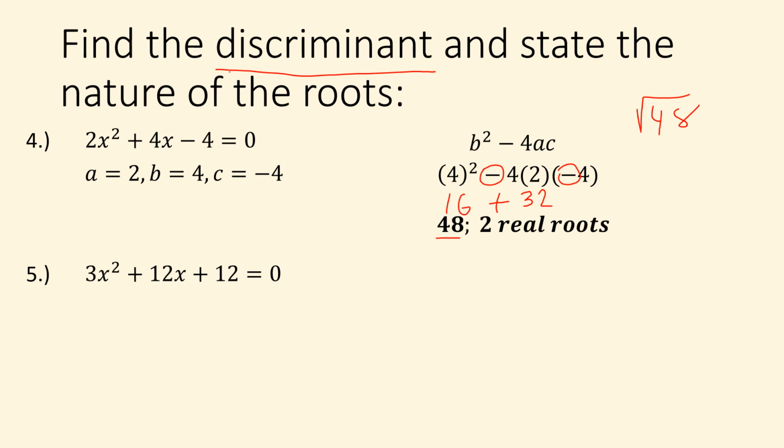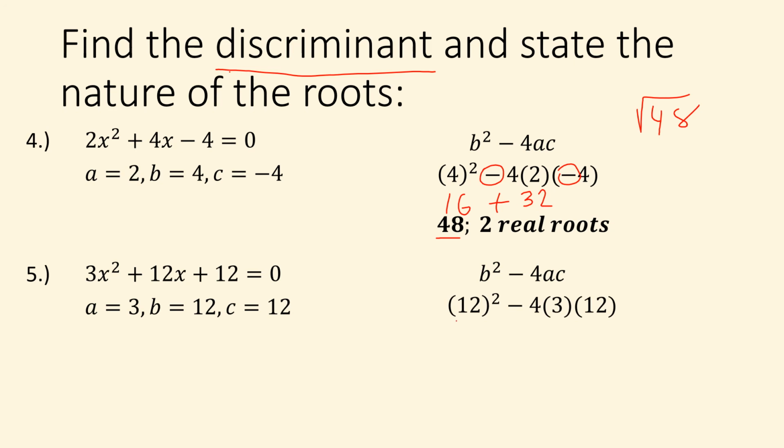All right, number 5, a, b, and c, plug it in. 12 squared, 144. We just have one minus sign, so that's going to be a minus. 4 times 3 is 12, times 12 again is 144. This equals 0, which means we have one real solution. It's just the vertex of the graph that hits the x-axis.